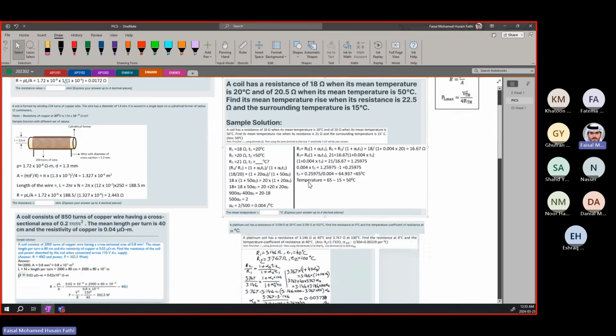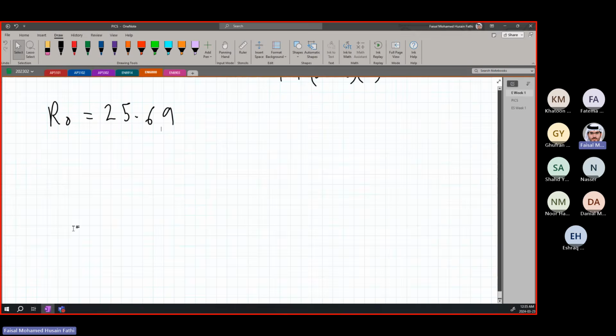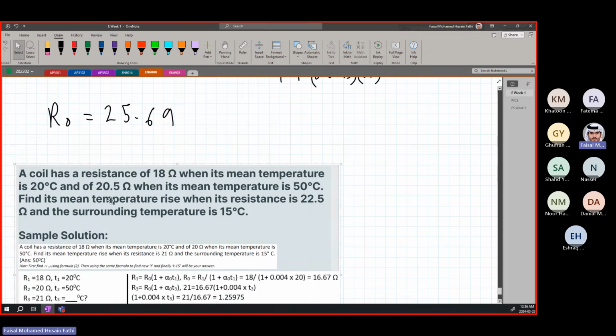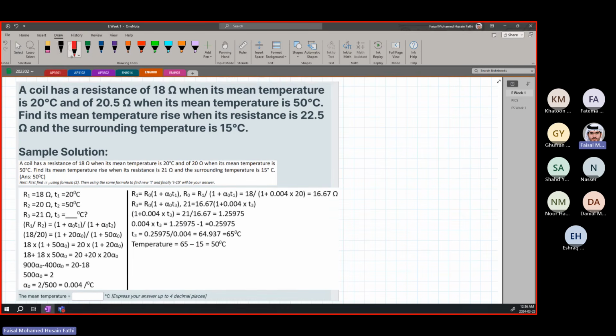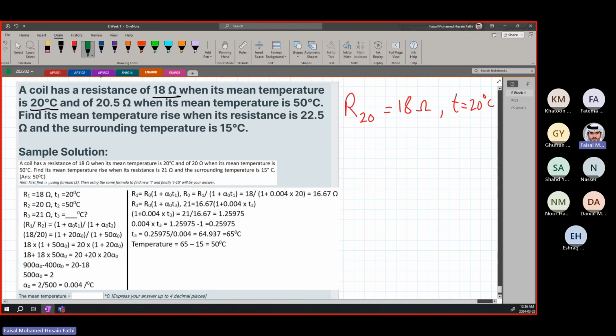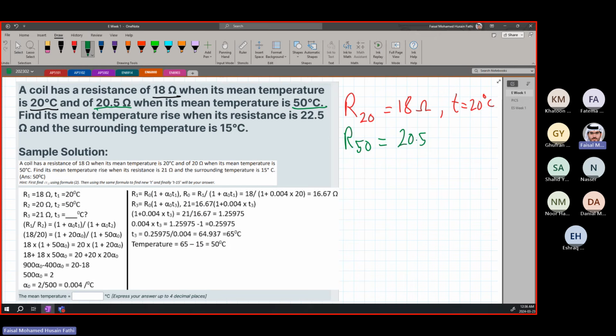The second question is a bit more important. This is how a question might come in the exam, I believe. It says a coil has a resistance of 18 ohms when its mean temperature is 20 degrees Celsius. What does this mean? R20 is equal to 18 ohms, when the temperature is equal to 20 degrees Celsius. And 20.5 ohms when the temperature is 50 degrees Celsius. So R50 is equal to 20.5 ohms when the temperature is 50 degrees Celsius.